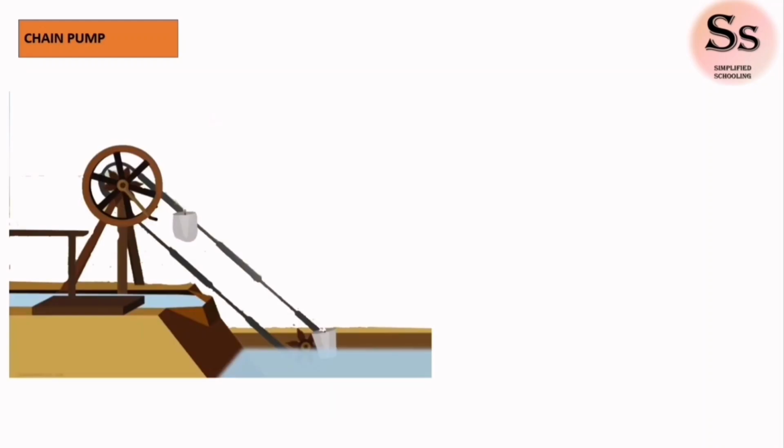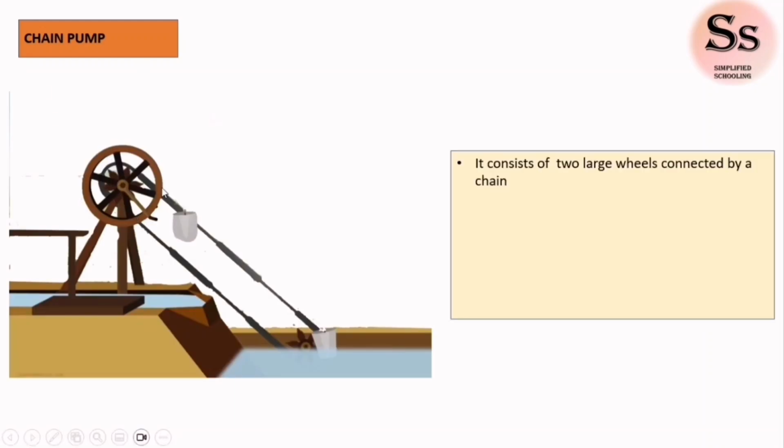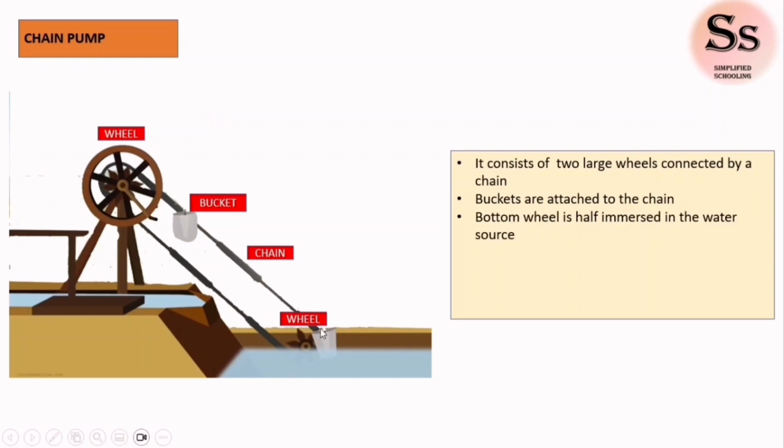Now, the second method is the chain pump. The chain pump consists of two large wheels connected by a chain, and on this chain buckets are attached. The bottom wheel is half immersed in the water source, and as the wheel is turned, the connected buckets dip into the pool and pick up the water.